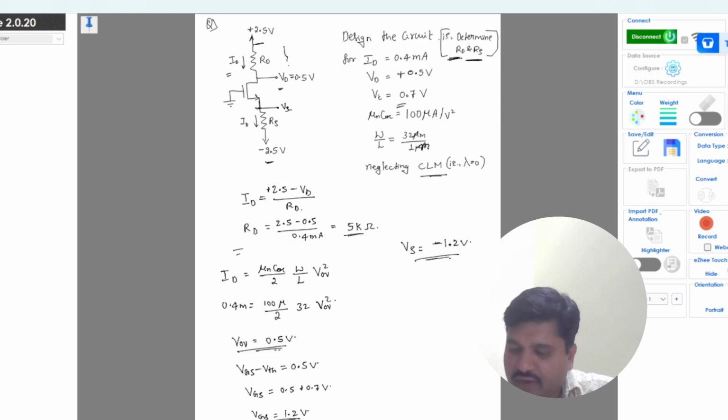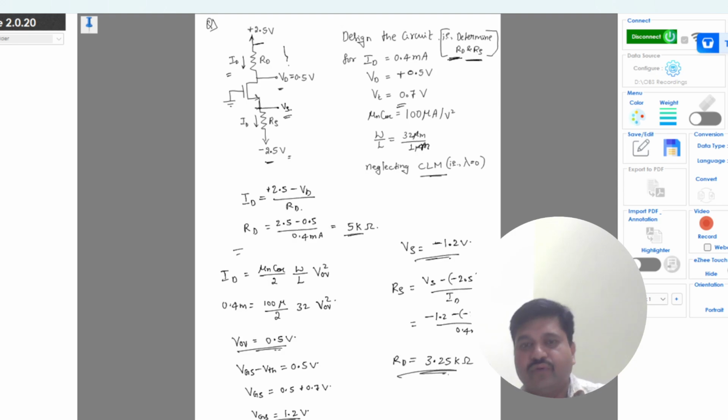Similarly, you can find the value of RS as Vs minus minus 2.5 divided by ID. Vs is minus 1.2 minus of minus 2.5, divided by ID, which is 0.4 milliamps. On solving this, you get RS as around 3.25 kilo ohm. So this is how you determine the terminal voltages and design the circuit for the given values.